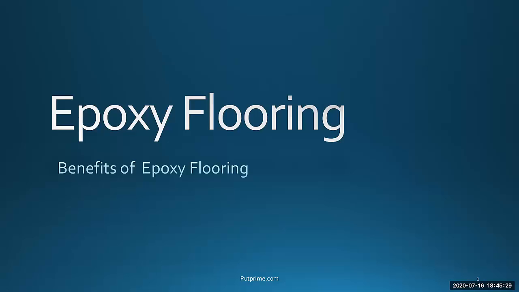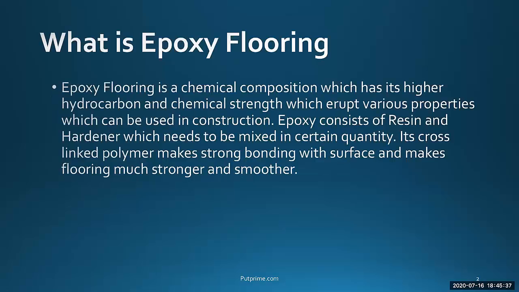It's about epoxy flooring. And in this presentation, we are going to cover what the benefits of epoxy flooring are. First of all, let us understand what epoxy flooring is. This is basically a chemical composition which has various properties of higher hydrocarbon and chemical strength, which can be used for construction. Basically, epoxy consists of resin and hardener, which have to be mixed in a certain quantity so that its cross-linked polymer makes a strong bond with the surface and makes the flooring stronger and smoother.